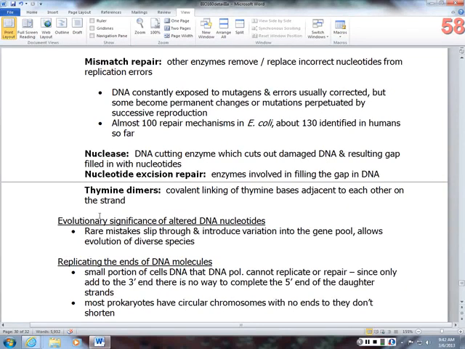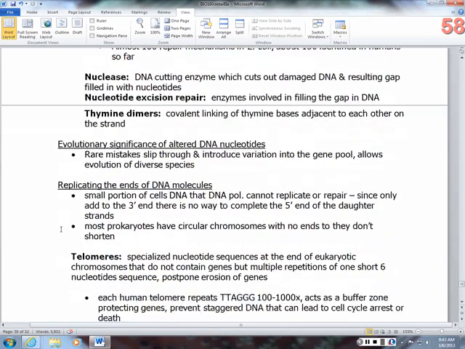So one type of mistake that we'll have are thymine dimers, where you have 2 thymines that are next to each other on the strand, and UV light can cause them to bind to each other. Now they're not read as thymine anymore. So when the enzymes are going along reading this, they don't pair it with A, they pair it with other things because it doesn't look like thymine anymore.